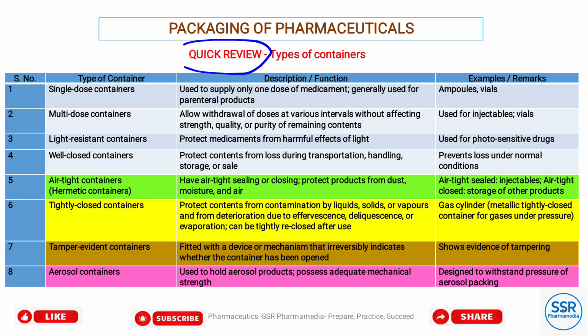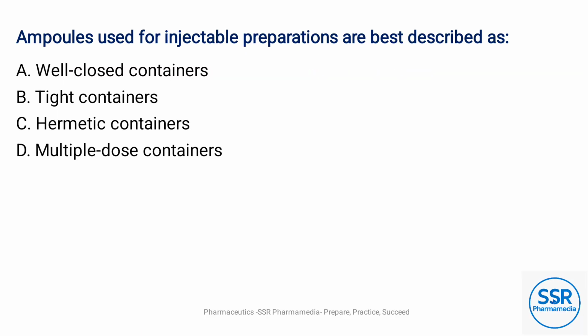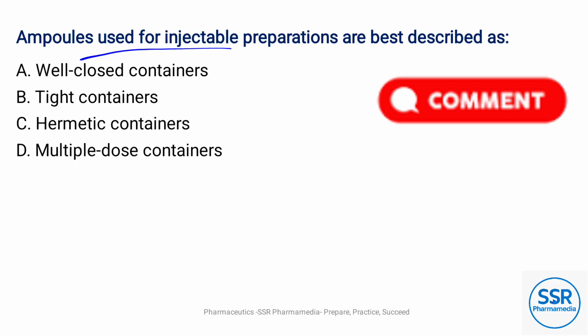So this is for your quick review of types of container. So here there are 8 types of container. Till now we have discussed single dose, multiple dose, light resistant, well closed, airtight, tightly closed, tamper evident container, aerosol container. So the description of each type and examples of each type. So you take a screenshot and read it. So, ampules used for injectable preparations are best described as. So answer in the comment box.